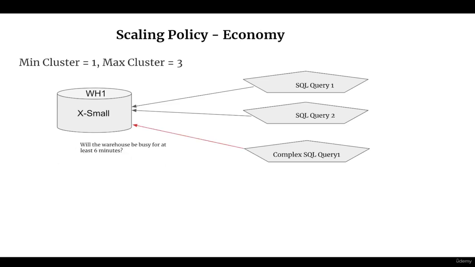When it comes to economy, let's consider the exact same example. Your min cluster is 1, max cluster is 3, standard scaling policy is economy. So you have 2 SQL queries running. Now the third one comes in, which is pretty complex. Now, what will happen if you selected your scaling policy to be economy? It's not going to spin up a new warehouse right away. This is going to wait for at least 6 minutes.